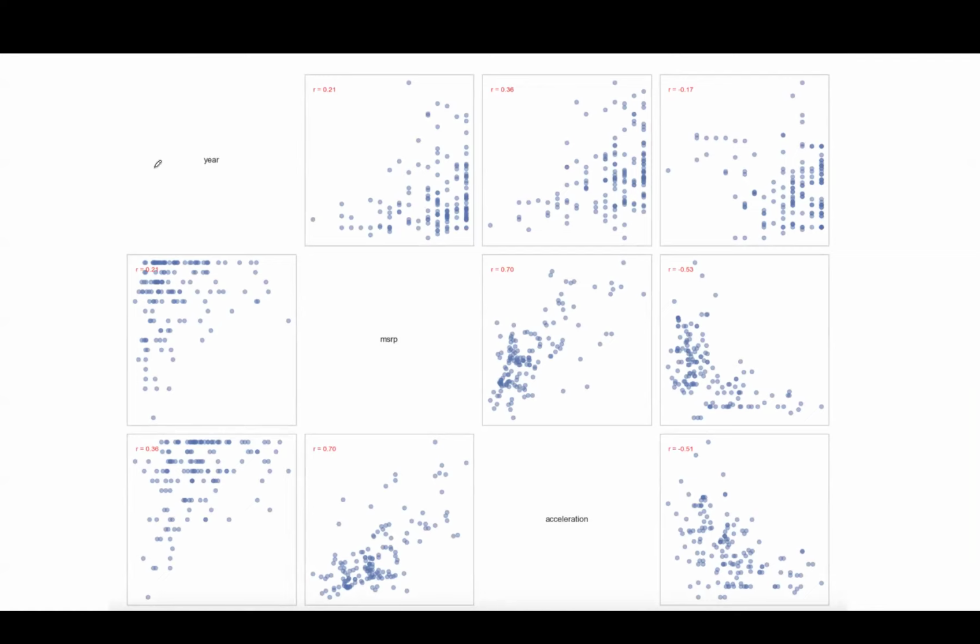So this one that shows year, it is year and year. This one shows MSRP, it's MSRP and MSRP. Here you have acceleration and acceleration. That's why you see the repeated names. It's just to avoid redundant scatter plots. The correlation coefficients are next to the scatter plot.